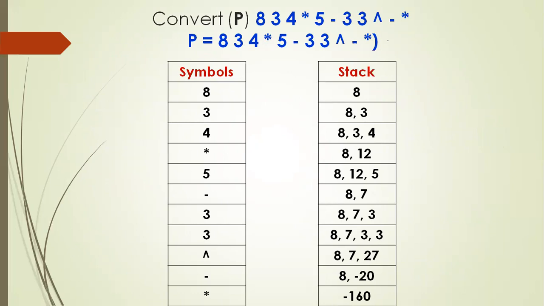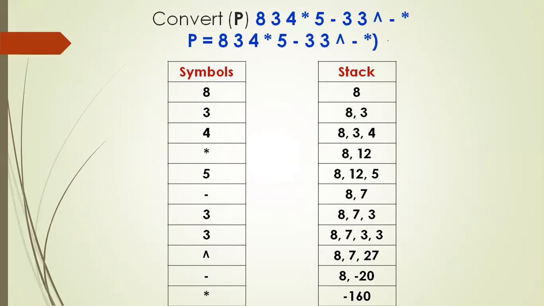Is it an operand or operator? It's an operand. If it's an operand, what you have to do? You have to push it onto stack. Initially stack is empty. Now stack contains 8. Then go back. Scan the second symbol. Which is the second symbol? 3. And again it's an operand. So again push it onto stack. When you push 3, 3 will come on the top. So your stack becomes 8 at the bottom, followed by 3 on the top.